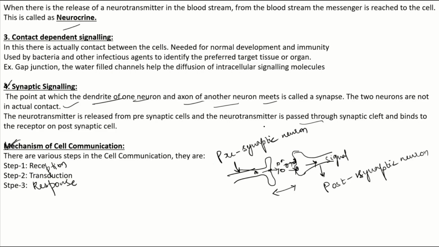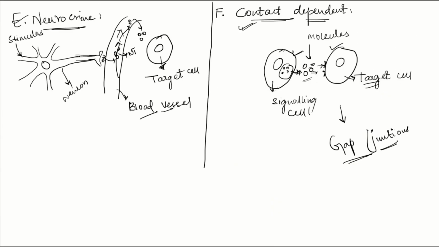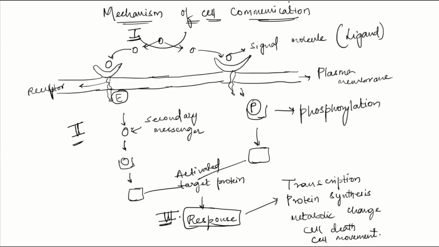So by what mechanism, how? Till now we have discussed how the neurotransmitter signal molecule attaches to the target cell. Now once the target cell is activated by attachment of the signal molecule, how does the cell produce the response? What kind of response are we expecting from it? Here is the basic mechanism of cell communication.